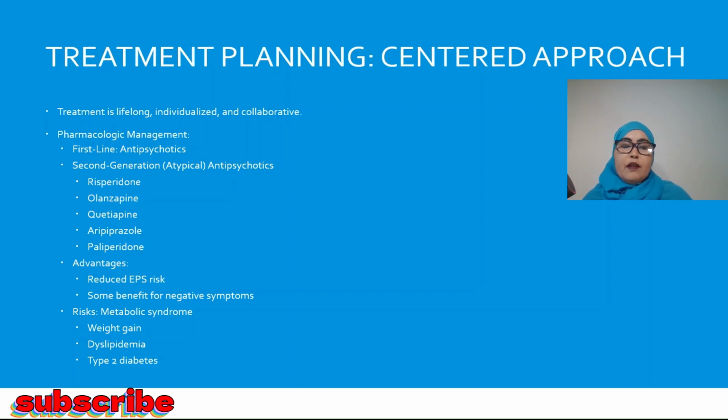The risk to manage is metabolic syndrome. Second-generation antipsychotics increase the risk of weight gain. They increase the person's appetite. The person will be craving carbohydrates, so that will increase their weight. It will increase their lipids. It will increase the risk for diabetes. So you will assess weight, lipids, and diabetes risks.